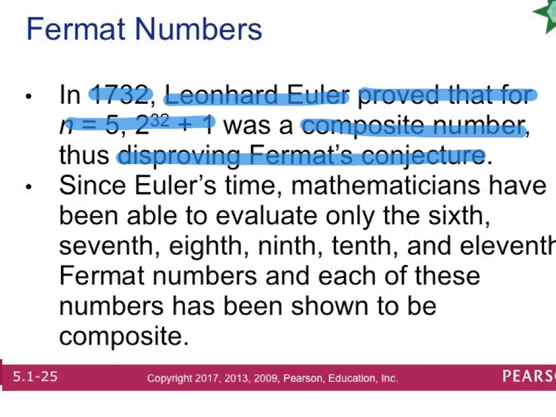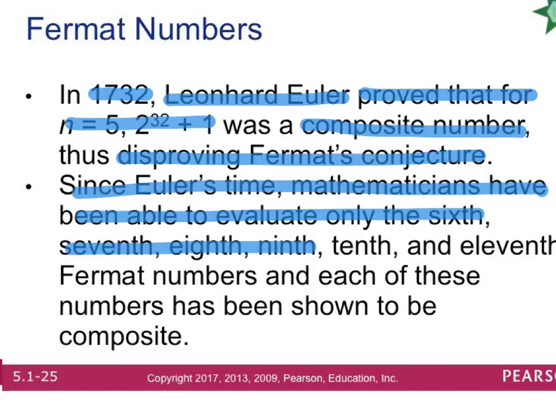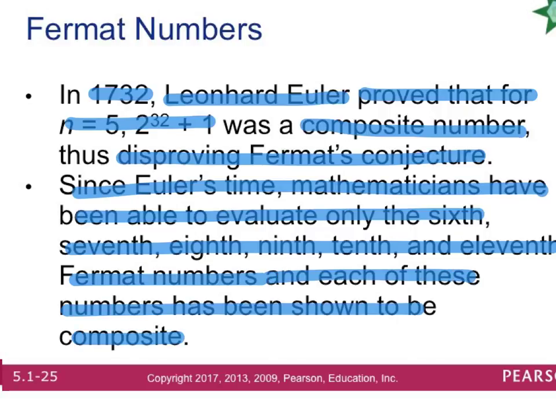So since Euler's time, mathematicians have been able to evaluate only the 6th, the 7th, 8th, 9th, 10th, and 11th Fermat numbers. And each of these has been shown to be composite. If you go to higher orders, 6, 7, 8, 9, 10, 11, these get big really, really fast. They actually are composite numbers. And we've only been able to go to 11.